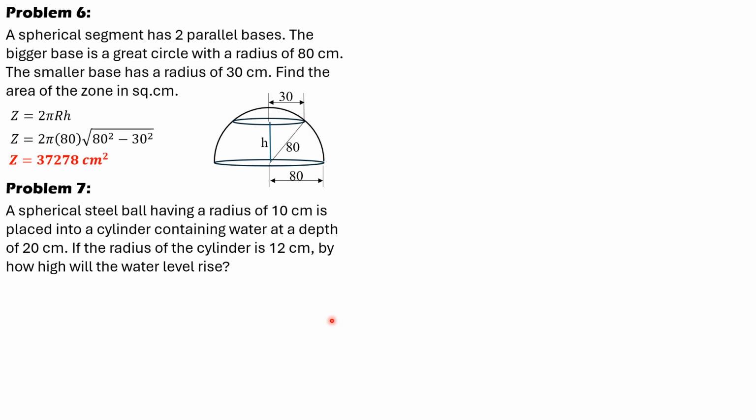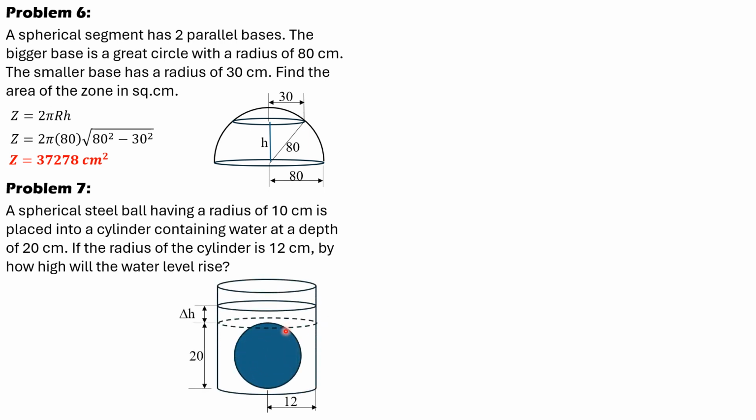So to help analyze the situation, this is now the figure. We have the sphere here of radius 10. It contains water 20 centimeters deep. The original level is supposedly level with the top surface, but because of the volume displaced by this sphere, this displaced volume in the cylinder is also equal to the volume of the sphere. So that's the idea. Volume of sphere equals the change in volume in the cylinder.